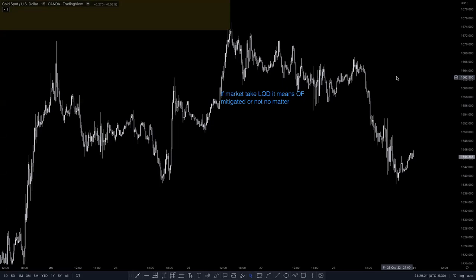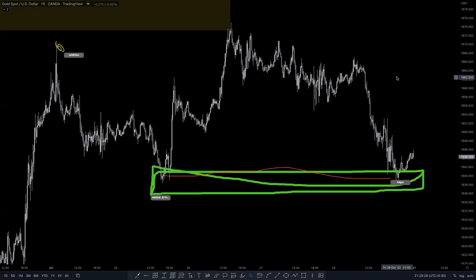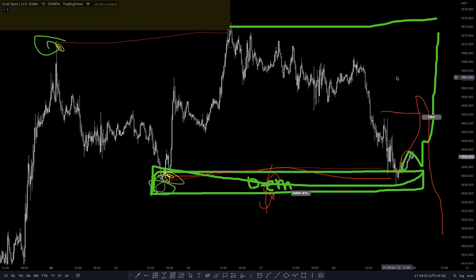If market takes out the liquidity, it means order flow is mitigated or not, no matter exactly. The main thing is liquidity or inducement. Order block is a secondary confirmation. Order block is not necessary every time. The main thing is which area took out the liquidity, that is always the strong area.